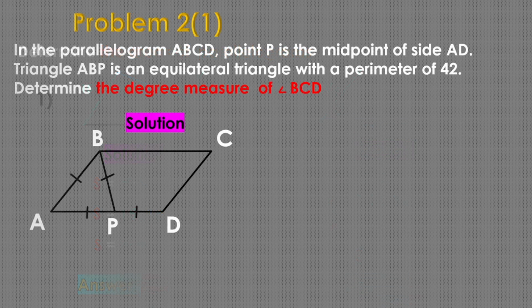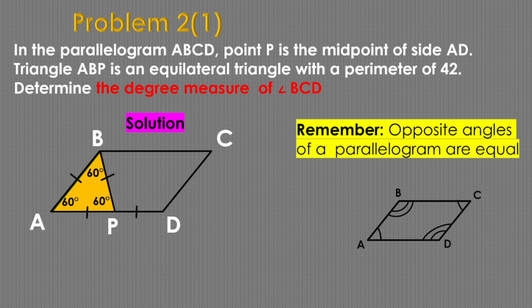Problem 2. In the parallelogram ABCD, point P is the midpoint of side AD. Triangle ABP is an equilateral triangle with the perimeter of 42. Determine the degree measure of angle BCD. Here I have already drawn a parallelogram in which I marked equal sides AB equals BP equals AP equals PD. So if this triangle ABP is equilateral, then the angles in it will be equal. They will be 60 degrees each. So now we have to remember that the opposite angles of a parallelogram will always be equal. So if angle A is 60 degrees, then the opposite angle C will also be 60 degrees. We were asked to find the degree measure of angle BCD. So we have already found it. The answer is 60 degrees.